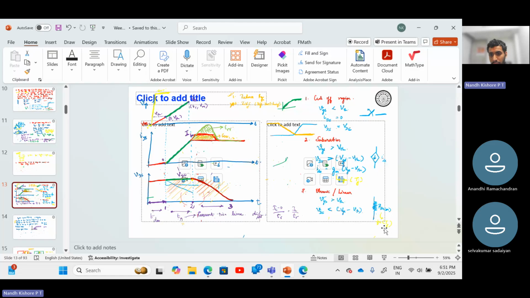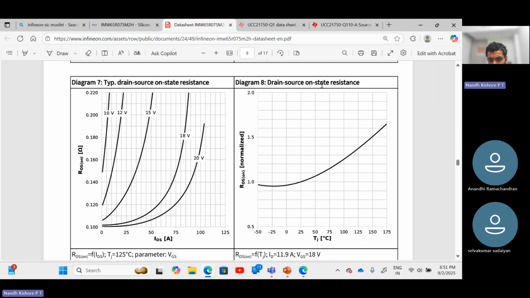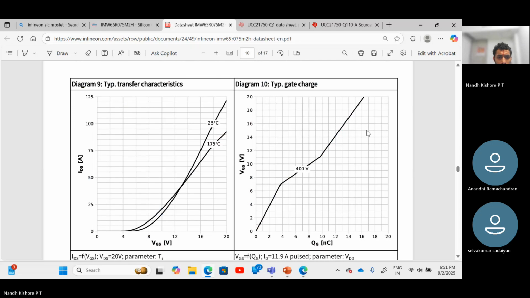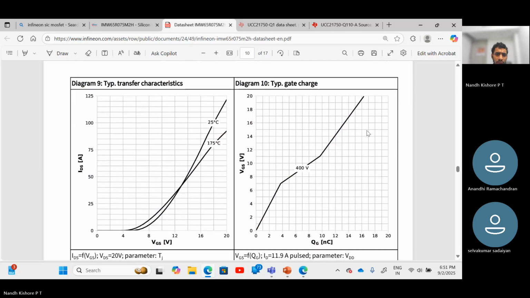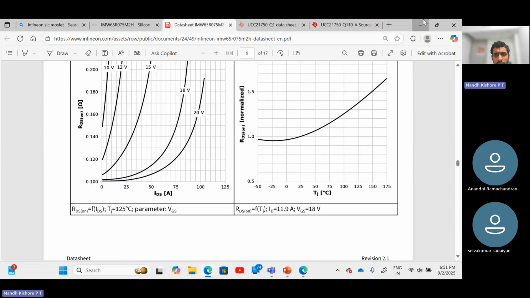So therefore, your conduction loss, I square R loss across the MOSFET, is going to be higher. Okay, so your RDS, right? You can see over here, this is drain source on resistance versus TJ, junction temperature. As junction temperature increases, your RDS also increases. Okay, so I think this is enough for now.